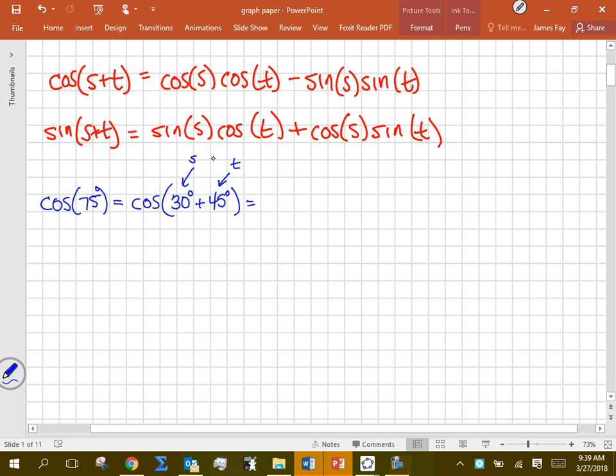So I want to rewrite this thing here now. So it's cosine of s plus t becomes cosine of s. So it's going to be s is 30 times cosine of t. t is 45. Minus then sine of s. So that's 30. Sine of t, 45. And you see that if I'm interested in cosine of 75, these formulas break that 75 apart into two values that we know how to deal with. What is the cosine of 30 off the unit circle?